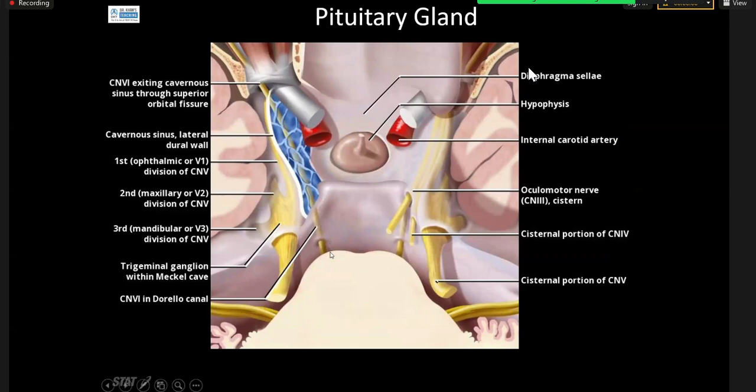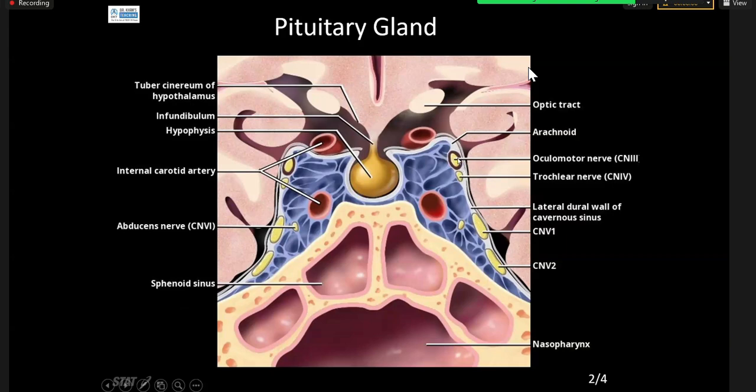Now the sixth nerve passes through a canal which is in the sphenoid bone. Please remember, it is not in the temporal bone. This is known as Dorello canal. It passes through it and then goes into the cavernous sinus. But there are other nerves which are passing into the cavernous sinus. So in the cavernous sinus, there is the oculomotor nerve, the third nerve, the trochlear nerve, which is the fourth nerve, and then the sixth nerve. The symptoms are because they supply the rectus muscles.